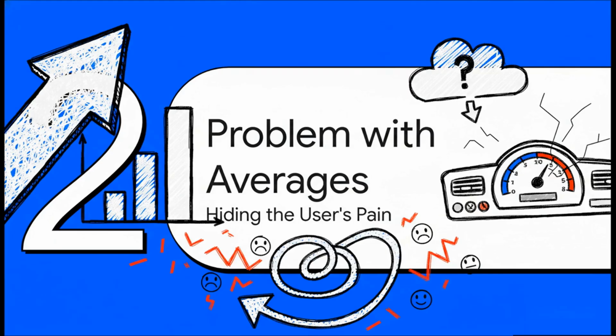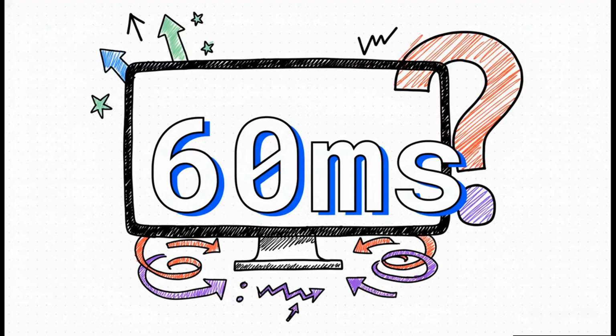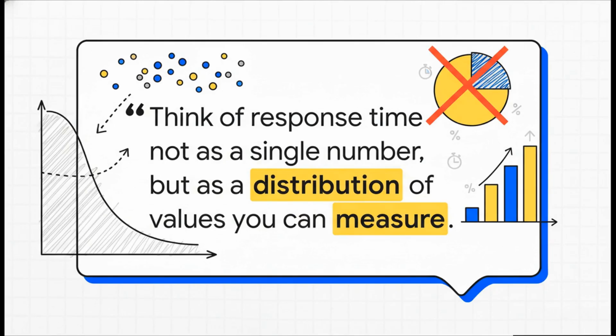And that difference right there brings us to the heart of the issue, the problem with averages. This is where that misleading number on your dashboard comes from, and it's precisely where your user's pain gets completely hidden from view. So you're looking at your monitor and you see this, an average response time of 60 milliseconds. Looks amazing, right? We're fast. High fives all around. But I'm telling you, that number is a total illusion.